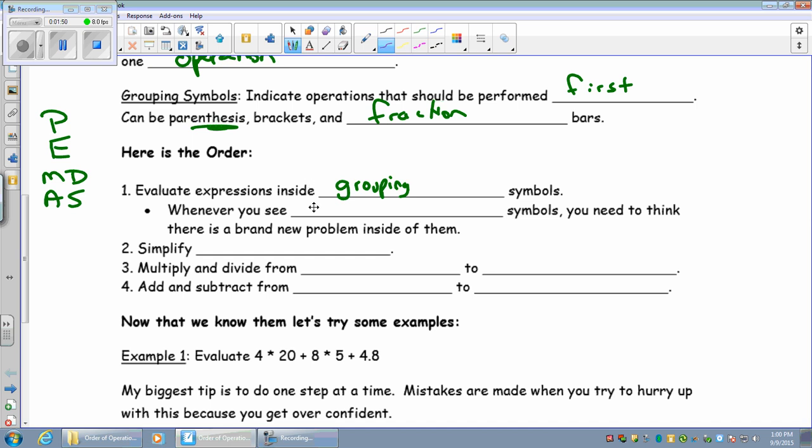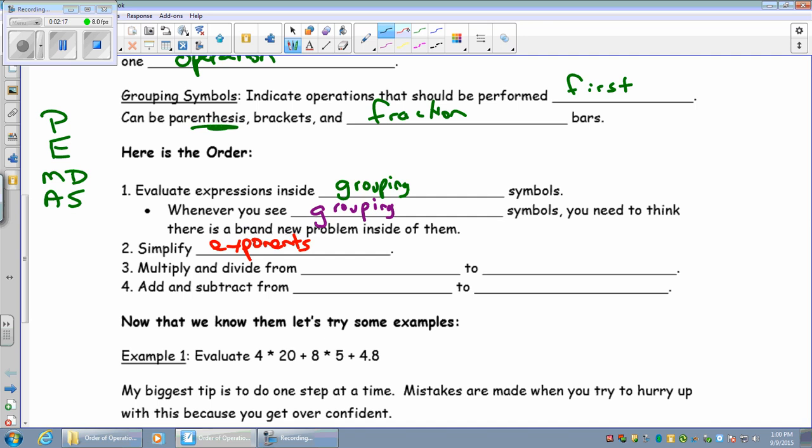And whenever you see these grouping symbols, you need to think there's a brand new problem inside of them, and that's the one that I have to do first. And we'll talk more about those when we see them. The next thing we're going to see is simplify exponents. That's going to be things like 3 squared, 4 to the third, things like that.